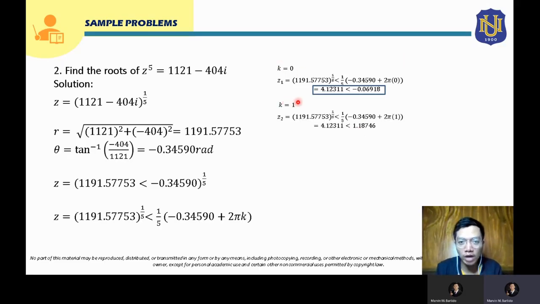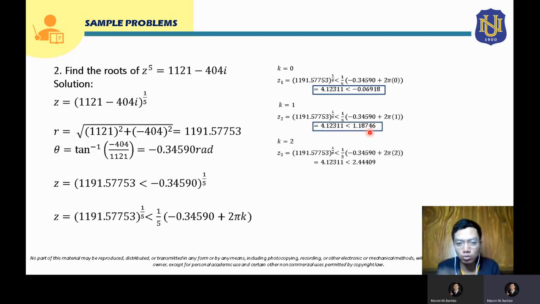Now, if your k is equal to 1, we just substitute 1 here in this k. So again, 1191.57753 raised to 1/5. That will just be the same, 4.12311. And here, this will be 1/5 times negative 0.34590 plus 2 pi, and your k will be 1. So substitute 1 to k. It will give you 1.18746. So this is right. So that will be the answer if k is equal to 1.